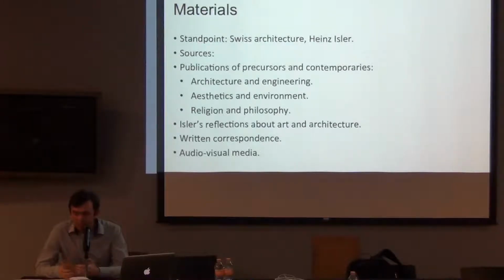My sources are publications of Isler's precursors and contemporaries regarding architecture, engineering, aesthetics and environment, religion and philosophy. Further, Isler's written and published notes throw light on his reflections about engineering, art and architecture. Last but not least, such sources as written correspondence and audiovisual media, for example, short videos showing Isler's experiments with nature, should be mentioned because they are a key for reconstruction of Isler's experimental engineering and its analysis in the framework of the nature-culture dichotomy.